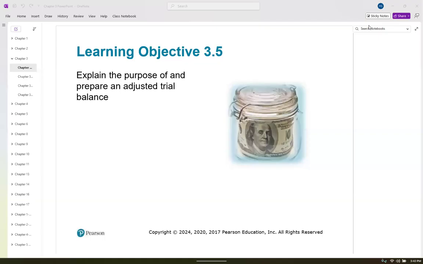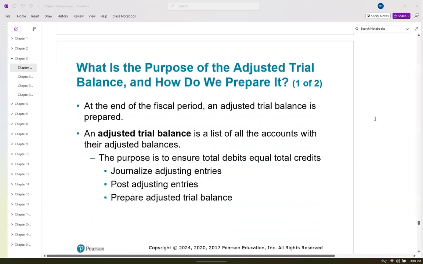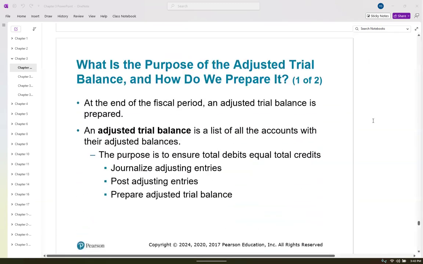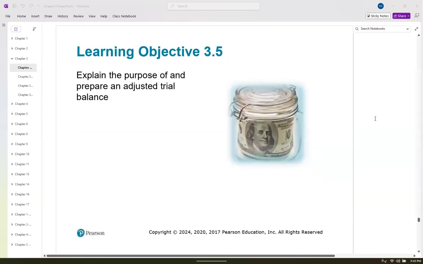All right, we're on learning objective 3.5. We're going to do 3.5, 6, and 7 together. They're all really short learning objectives, so let's get into it. We are talking about what is the purpose of and how to prepare an adjusted trial balance.